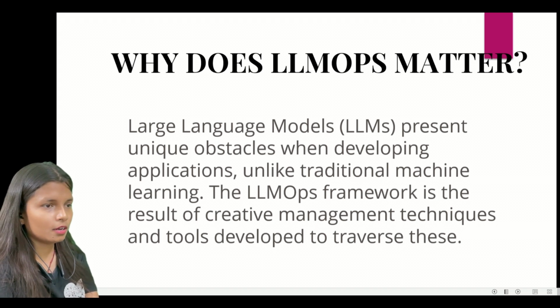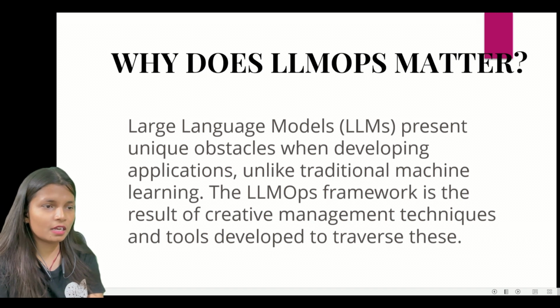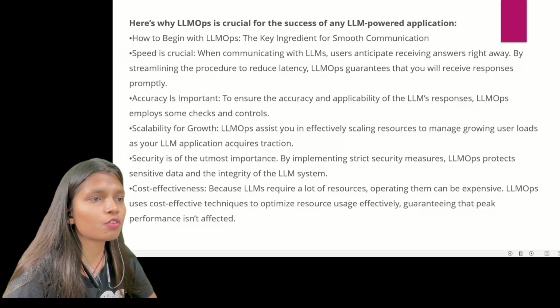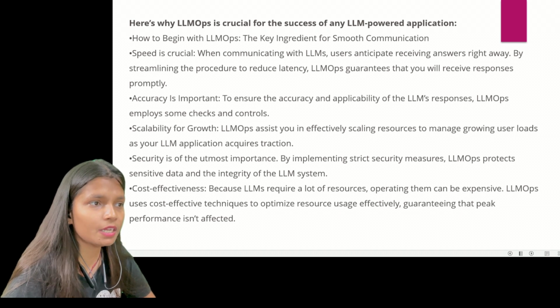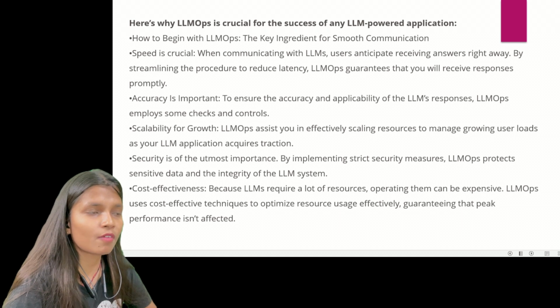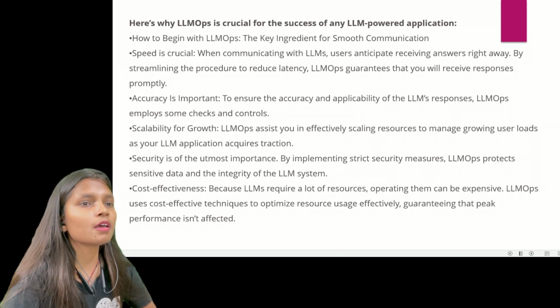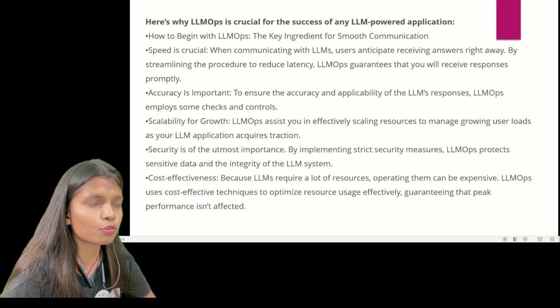Unlike traditional machine learning models, the LLMOps framework is the result of creative management techniques and tools developed to traverse these obstacles. Here's why LLMOps is crucial for the success of any LLM-powered application. How to begin with it? The main ingredient for smooth communication is speed. Speed is crucial. As I told you, if I have to wait for a minute, I won't be using it the next time. When communicating with an LLM, users anticipate receiving answers right away. By streamlining the procedure to reduce latency, LLMOps guarantees that you will receive responses promptly.